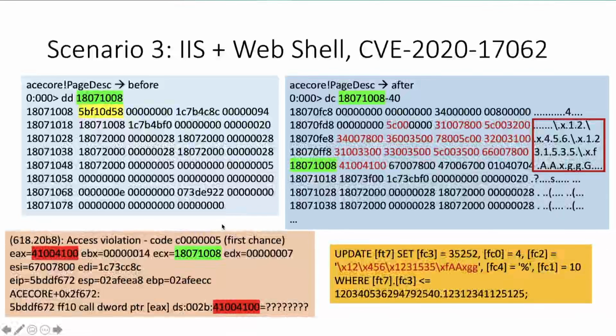Some brief analysis of the vulnerability: you can see EAX is from ECX. ECX is the page description object, and the zero offset of this object is the vtable. And after something happened, you can see the vtable is overwritten by a string. This string is exactly the same as the string in the update SQL query. Very interesting, right?